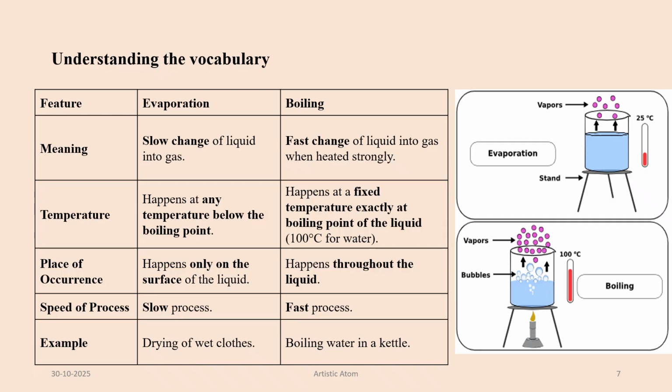Now, when we talk about evaporation, what happens? When we have started heating the liquid, slowly and steadily, a few of the particles gain energy. When these particles gain energy, they start to move faster and they get converted into their gaseous state, that is nothing but vapors. But their amount is very low.